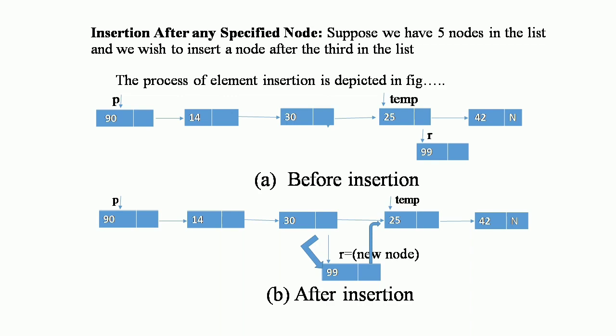In case you want to insert an element after the third node in the list, how is the process of element insertion depicted in the figure? For example, P is the header, the data is 90. The next node connected to it has data 14, and that node is connected to the next one.